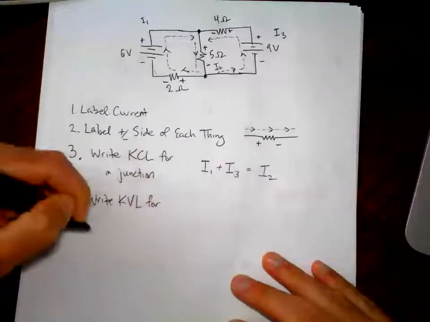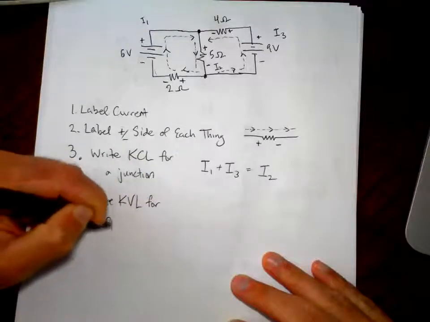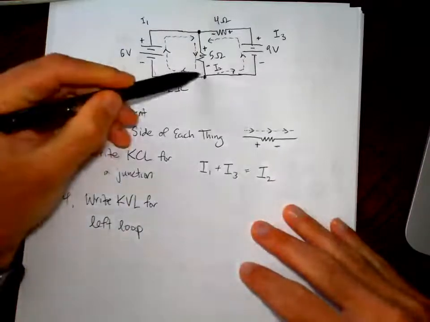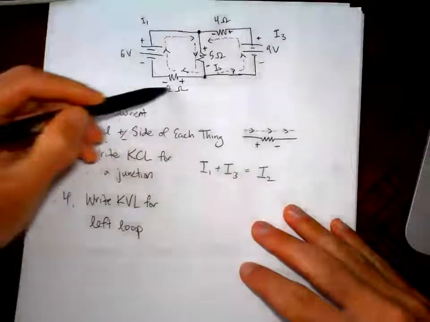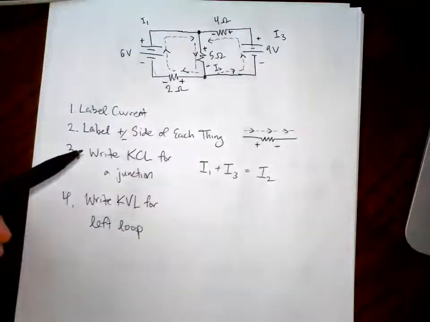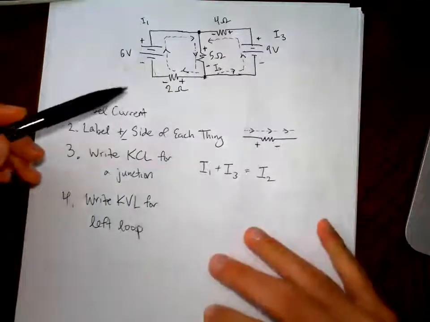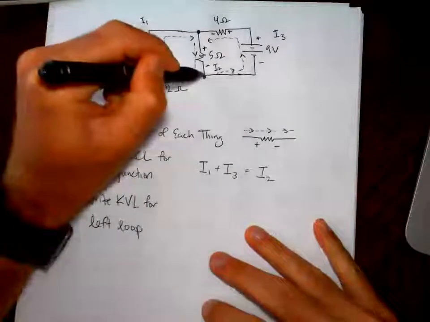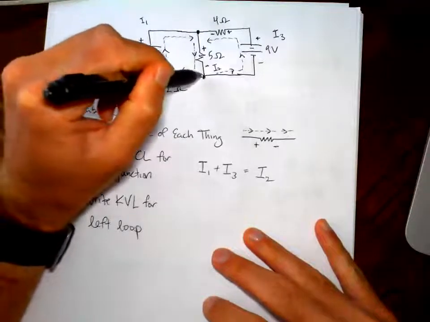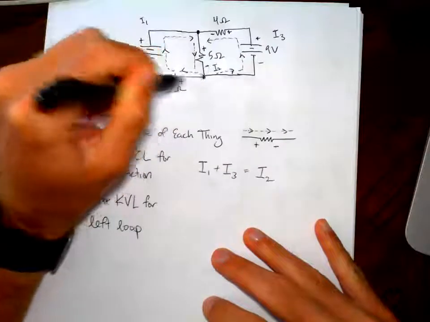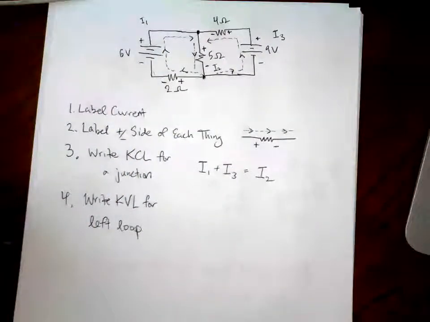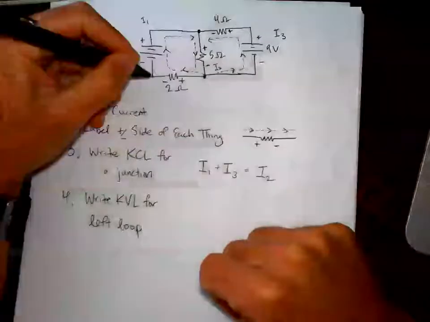So that's the left loop. When I say the left loop, I mean this loop right here. Okay, so I'm going to go around this loop clockwise. It doesn't matter where you start. It also doesn't matter which way you go around the loop. You could go the other way, it does not matter. Okay. Actually, I'll start here. What the heck?